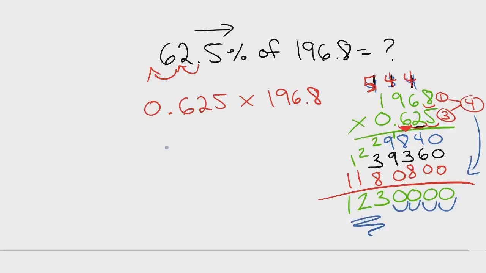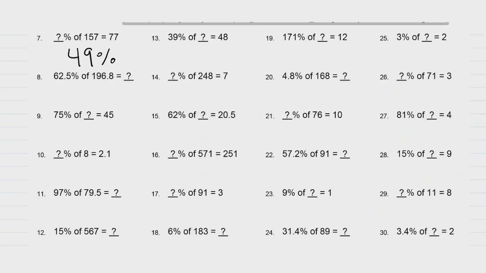We get 123 for our answer. The answer for number 8 is 123.